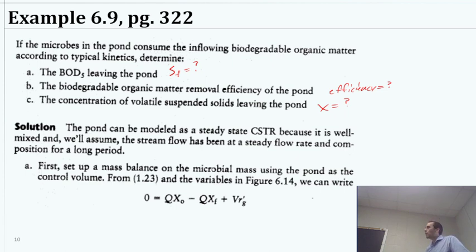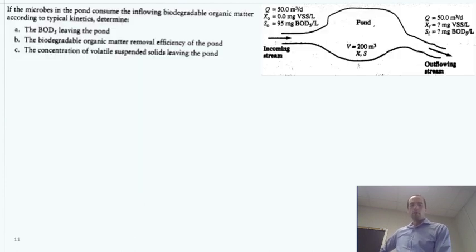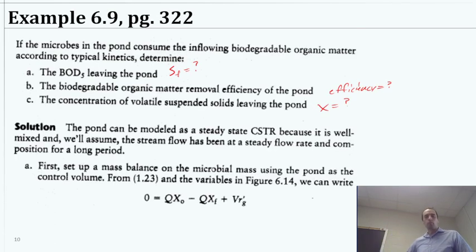Okay, so we'll go ahead and state here the first little bit of the solution, I'll go ahead and give you. The pond can be modeled as a steady state CSTR because it's well mixed. We'll assume the stream flow has been steady for some time, so it's steady state. So first it's saying set up a mass balance on the microbial population, or excuse me, microbial mass, using that pond as the control volume. And it goes ahead and gives you that first start of it. So I'll leave you on this page in a second. I'm going to go ahead and let you digest this for a moment.